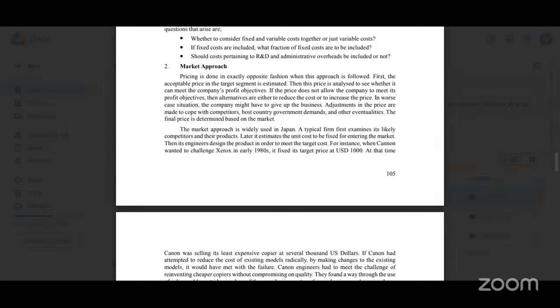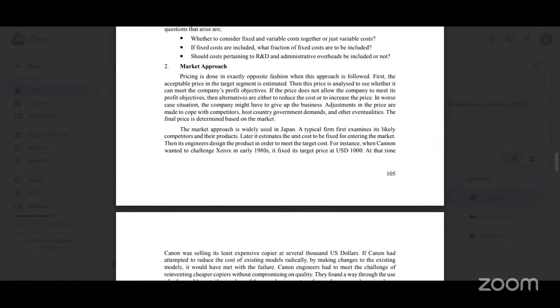The second approach that we have is called the market approach. The pricing is done in exactly opposite fashion when this approach is followed. So the first acceptable price in the target segment is estimated. This is based on what is the prevailing rate in the market. Then this price is analyzed to see whether it can meet the company's profit objectives. If the price does not allow the company to meet its profit objectives, then alternatives are either A, to reduce the cost or B, to increase the price. So the only two options that we have in a market approach if we want to be competitive. That is reducing the cost itself or increasing the price.